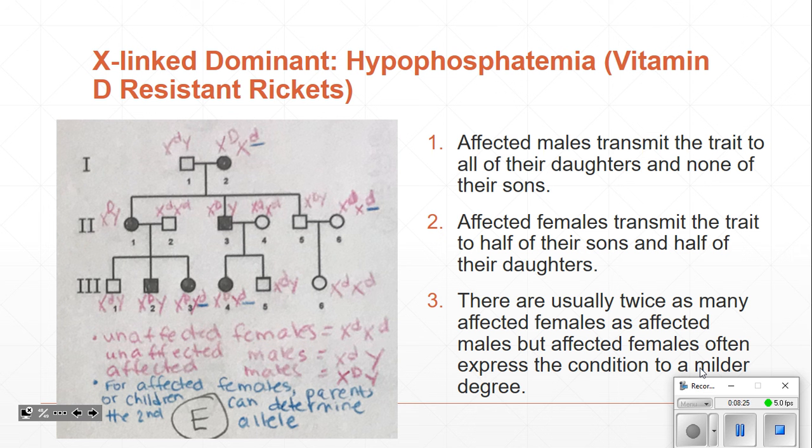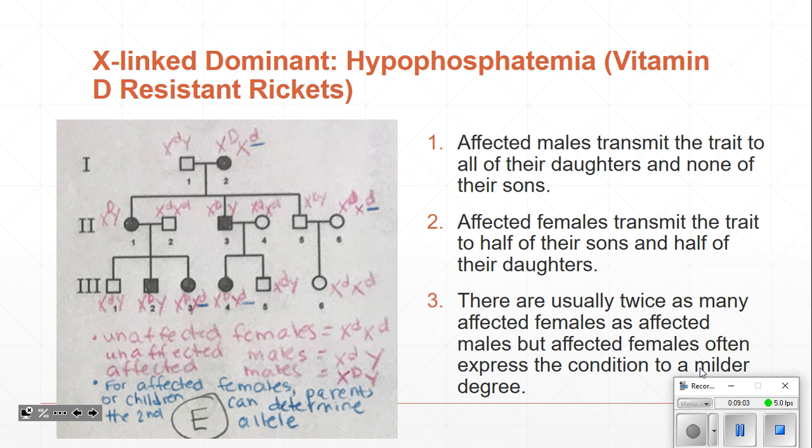Now, the third one has some wishy-washy wording compared to the other two. There are usually twice as many affected females as affected males. So that's usually, which means that sometimes it won't be that way. For this one, I put the number of males and females as kind of the last piece of evidence, whereas for X-linked recessive, it was right at the top because it's a really good piece of evidence. It's a little tougher to tell sometimes with a dominant trait because usually there are so many people who have it that sometimes you don't see this distinctive ratio between males and females.